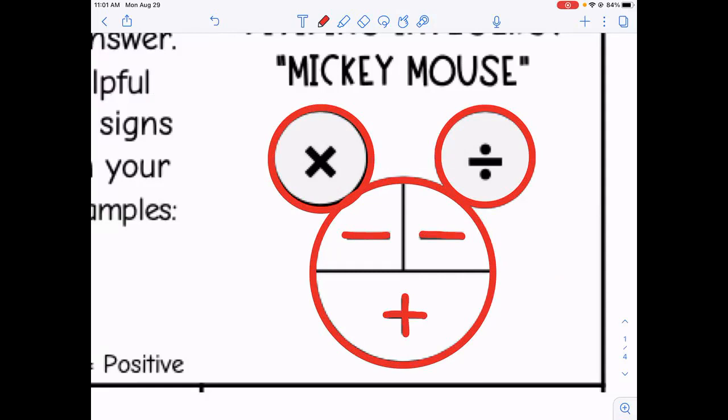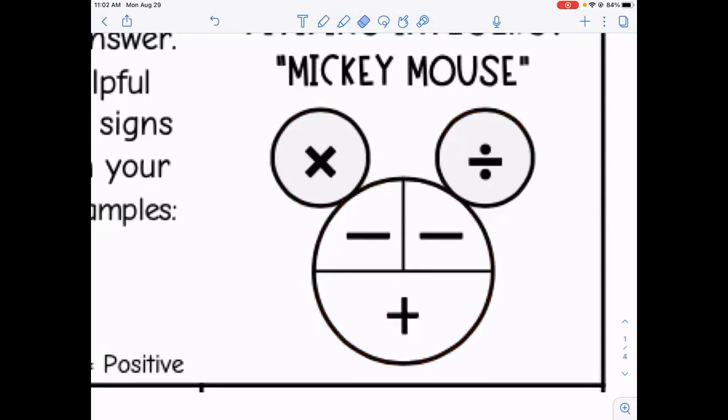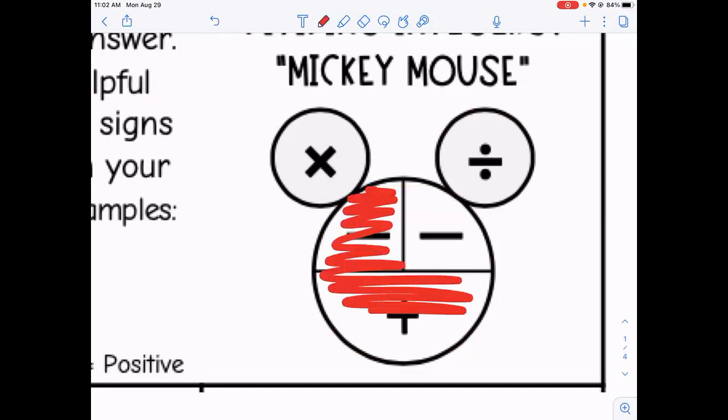Now what we can do is, if we have two negative numbers that we're multiplying or dividing, if we color in the two negatives, our answer is a positive. I'm showing you how this works. If we have a negative and a positive, I'll color those in and look, I have a negative left. Our answer is going to be negative.